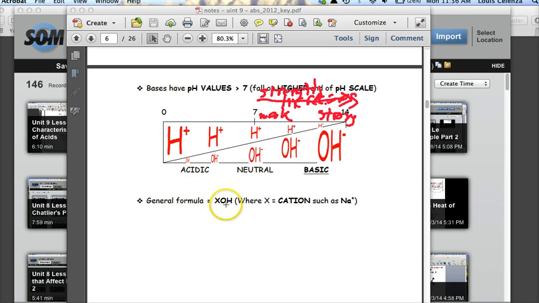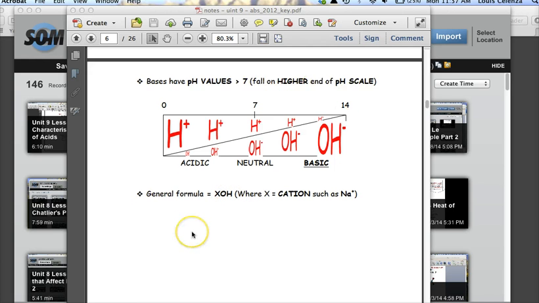And generally speaking, bases always have X, which means it's a cation, which means it's positive, and an OH. So NaOH is a base, Ca(OH)2. Basically, any metal that you put here for X, for the most part, with an OH would be considered to be a base. And that is it for lesson number 2.